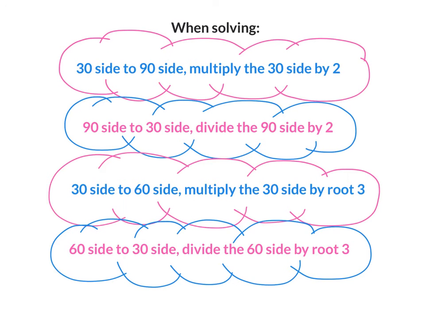When solving, from the 30 side to the 90 side, multiply the 30 side by 2. When solving, from the 90 side to the 30 side, divide the 90 side by 2. When solving from the 30 side to the 60 side, multiply the 30 side by root 3. When solving from the 60 side to the 30 side, divide the 60 side by root 3.